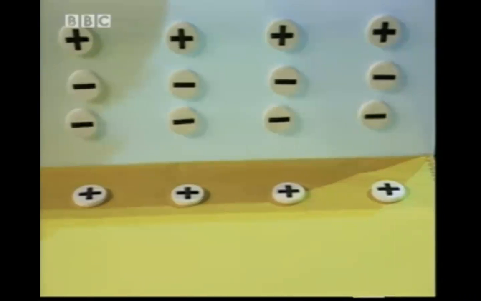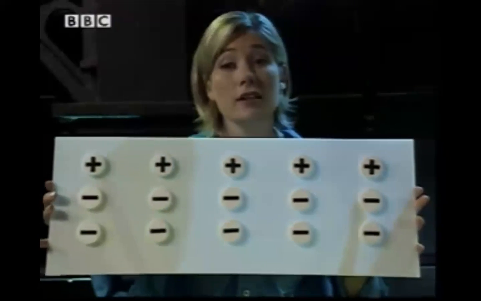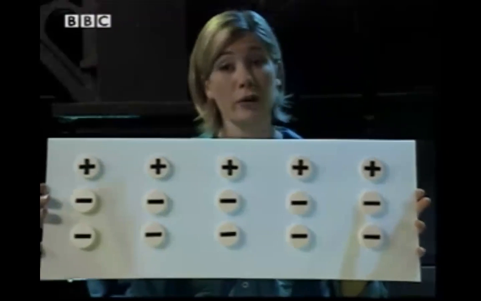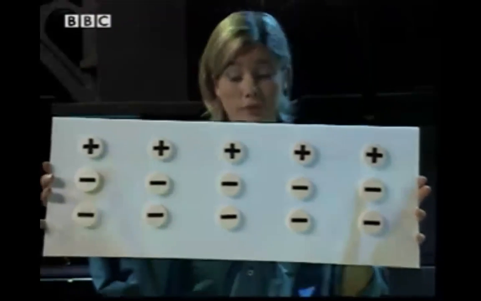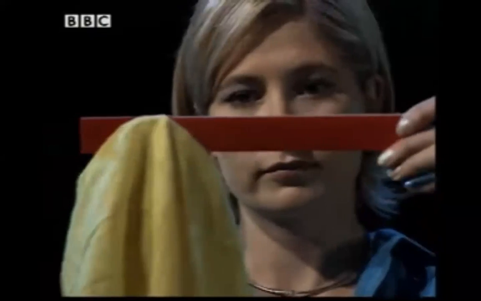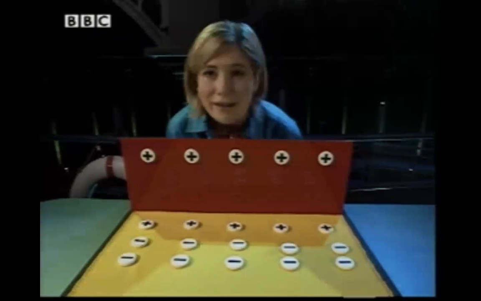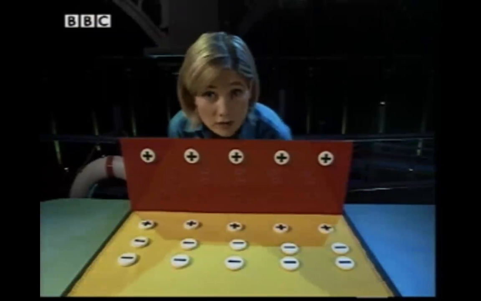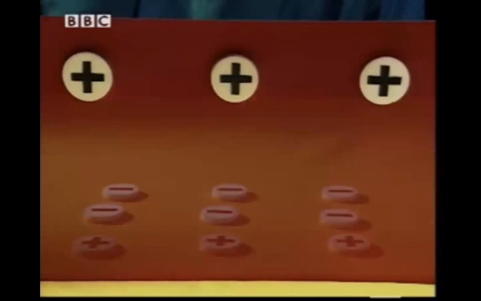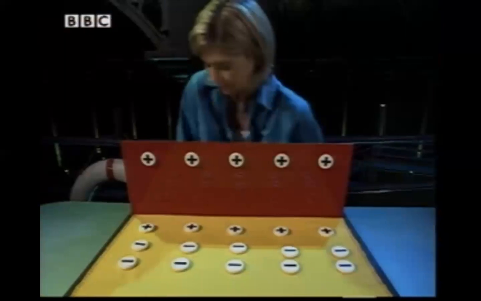negative charges transferred from the cloth to the strip. As there are more negative than positive charges on the strip now, it has a negative charge. The opposite happens when I rub the acetate strip. This time, the negative charges move the other way, from the strip onto the duster. So this time, there are more positive than negative charges left on the acetate strip. It now has a positive charge.